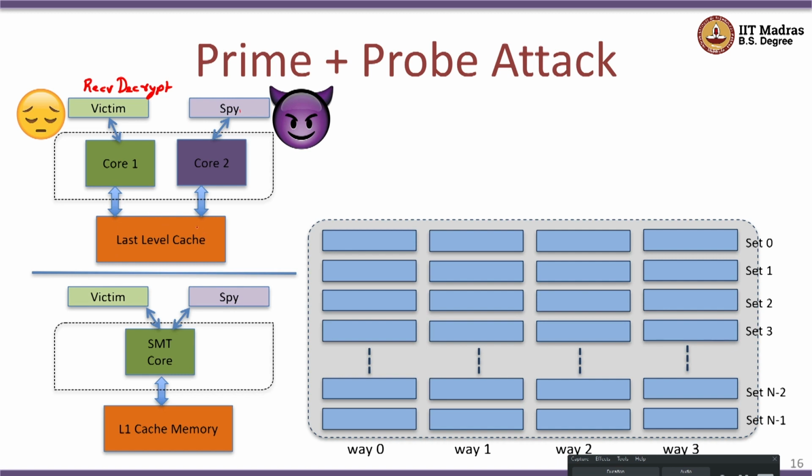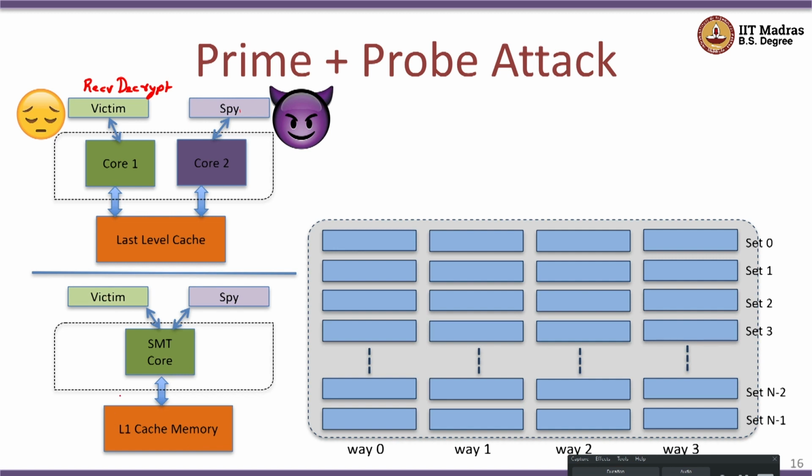Another way this attack can occur is when you have the victim and the spy essentially sharing a single CPU core. We have assumed here that this core is symmetrically multi-threaded, or an SMT core, right? So we have the victim and the spy sharing the same cache memory. Now, internally, we are going to consider this particular scenario where we have one core, and the L1 cache memory shared between the victim and the spy process.